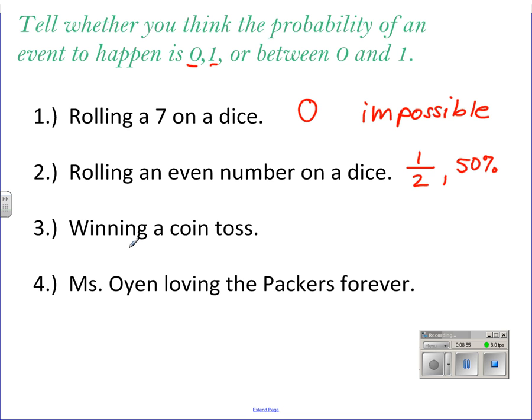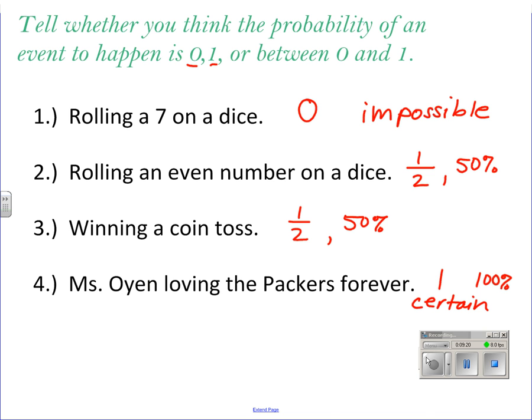Winning a coin toss. Well, again, you can either get heads or tails, so that would have a probability of a half, which is 50%. Question 4, Miss Owen loving the Packers forever. Well, that, of course, is a certain event, because you know I will. So that would have a probability of 1 or 100%, so that one is certain.